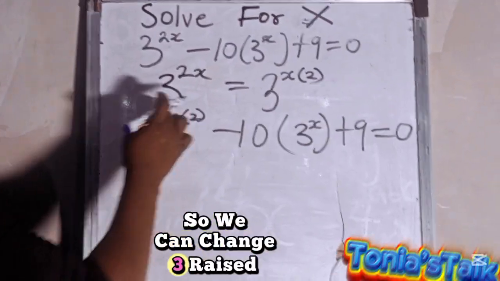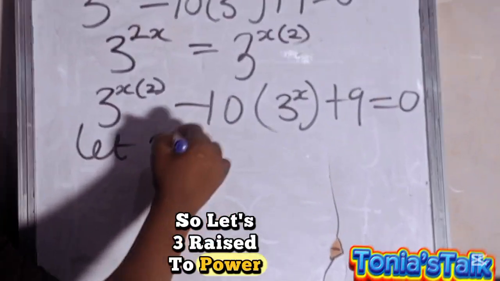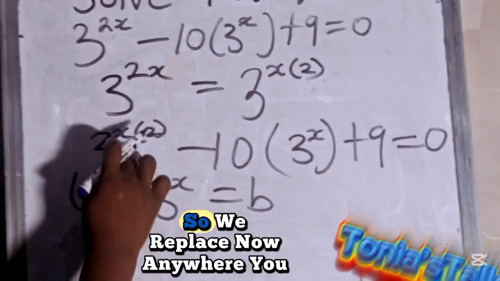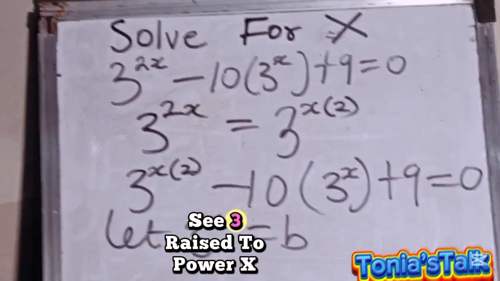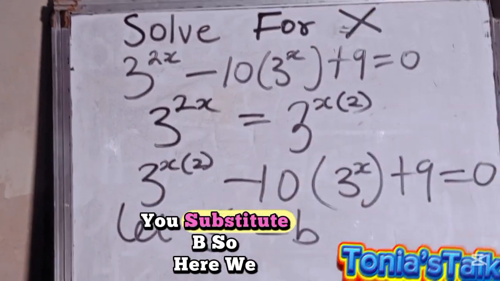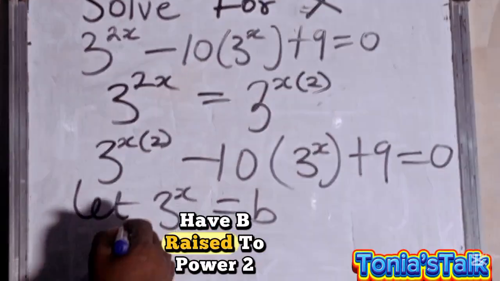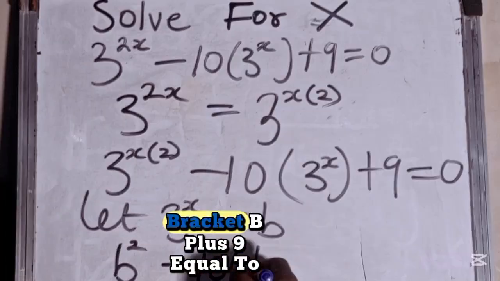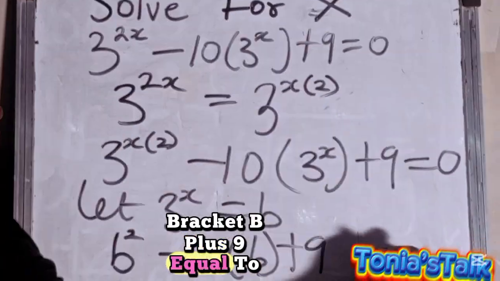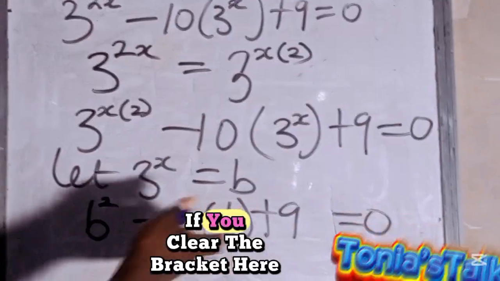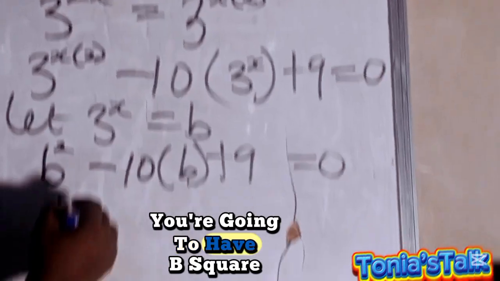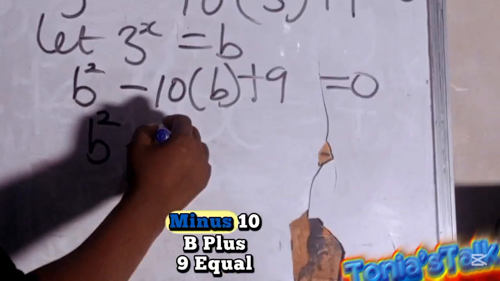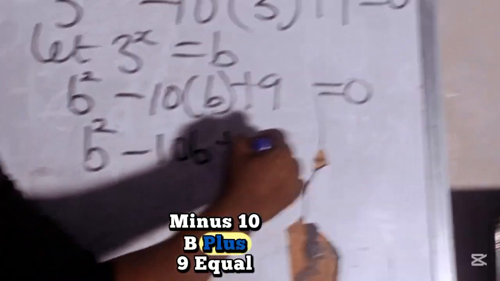So we can change 3 raised to power x to any letter. So let 3 raised to power x be b. So we replace now. Anywhere you see 3 raised to power x, you substitute b. So here we have b raised to power 2, that is b squared, minus 10(b) plus 9 equal to 0. If you clear the bracket here, you are going to have b squared minus 10b plus 9 equal to 0.